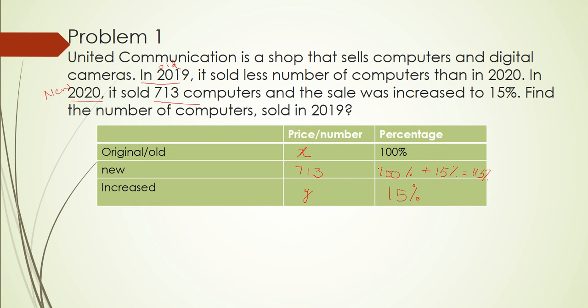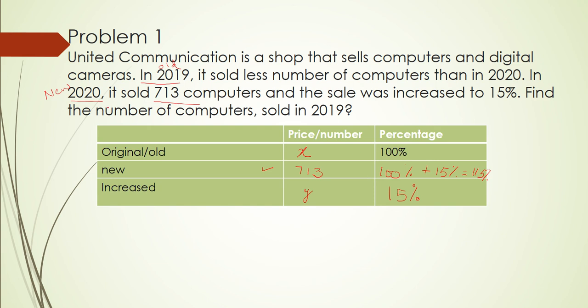Now, we have to see which information is complete. This is x, the percentage is given, but the value is not given. Here we have the percentage given, the value is not given. But when we look at the new value, the value is given as well as the percentage. It means this information is complete. So we will use this information and can find either x, or if we want, y, easily.